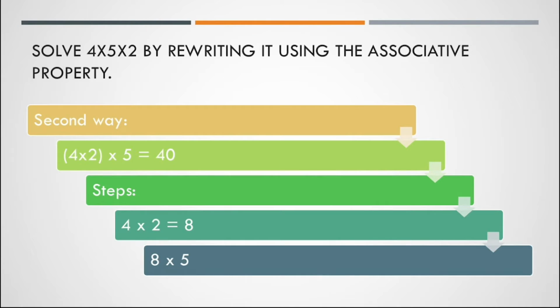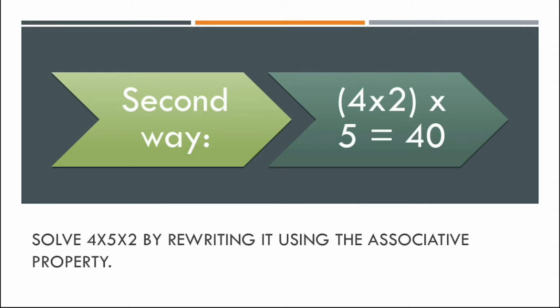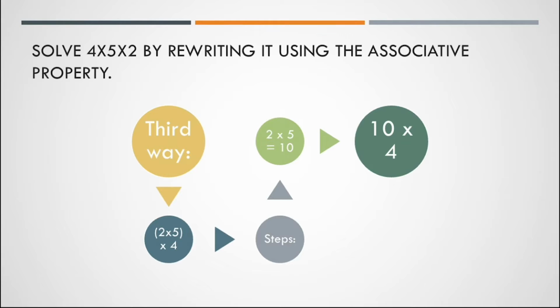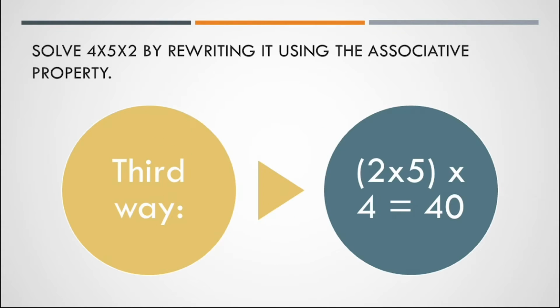The second way is to write in the parentheses 4 times 2, outside the parentheses times 5. To solve this, we do 4 times 2 equals 8, and then 8 times 5. That equals 40. The third way to rewrite the problem is in parentheses 2 times 5, and then outside the parentheses times 4. To solve this, we do 2 times 5 equals 10, and then 10 times 4. That equals 40, just like the other two.